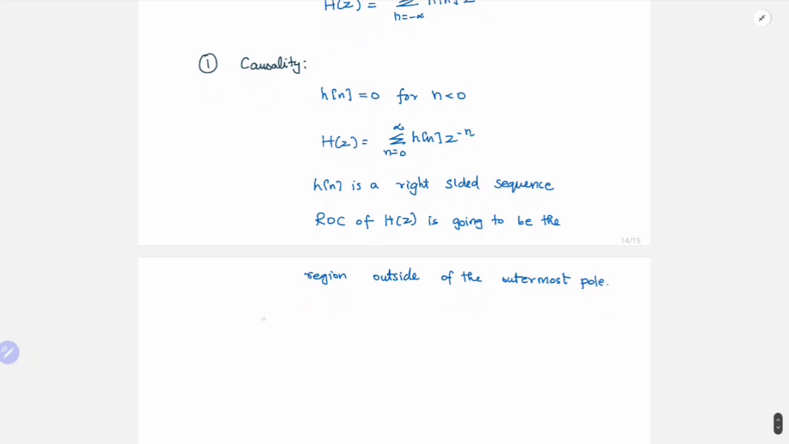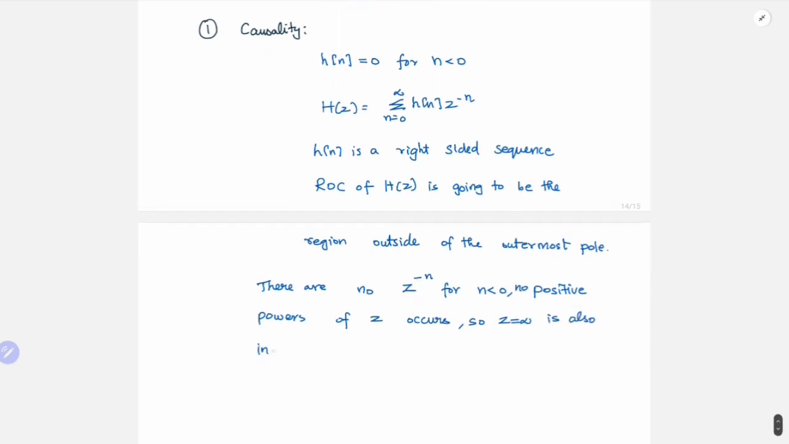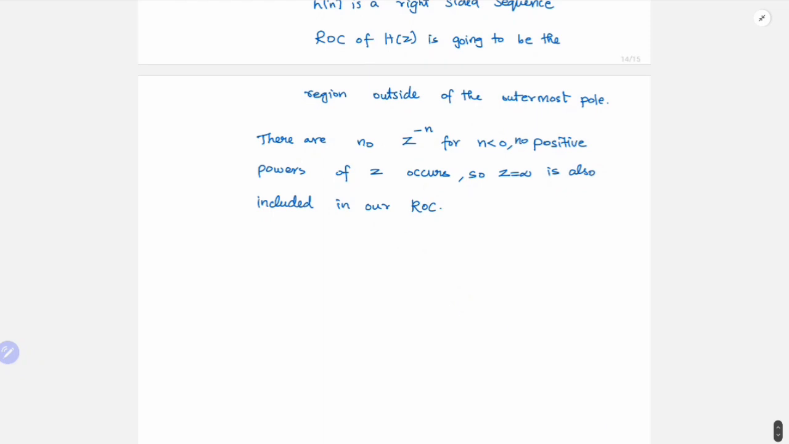And again, since there are no z power minus n for n less than 0, no positive powers of z occur. So z equal to infinity is also included in our ROC. Or we can also tell the other way.